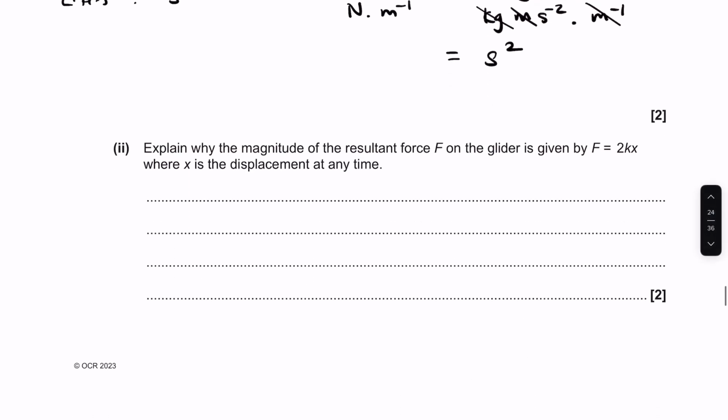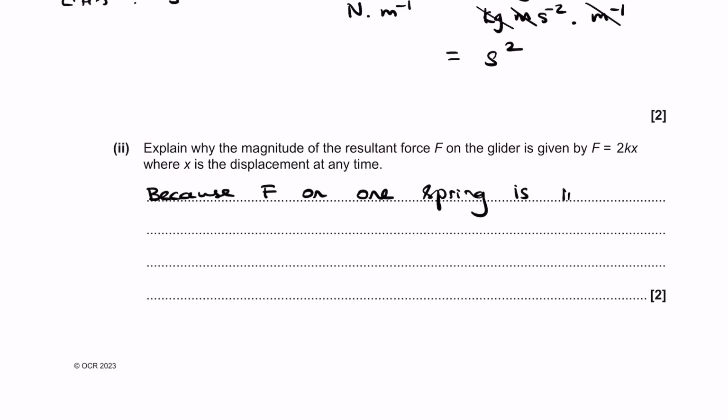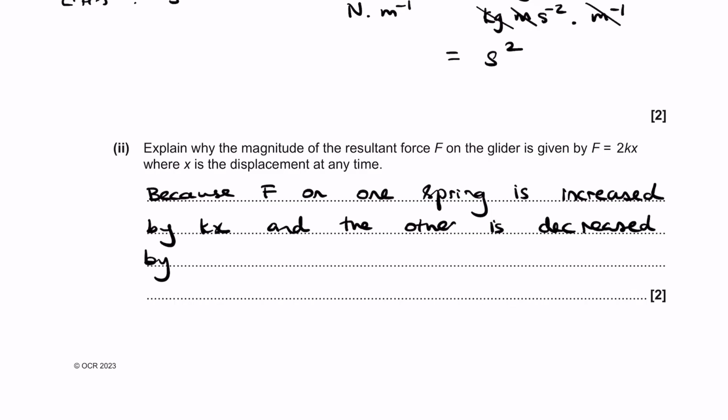So for the next part, it says, explain why the magnitude of the resultant force F on the glider is given by F equals 2kx, where x is the displacement at any given time. Well, that's because F on one spring is increased by kx, and the other is decreased by the same amount. So the resultant force is equal to kx plus kx, which ends up giving you F equals 2kx.